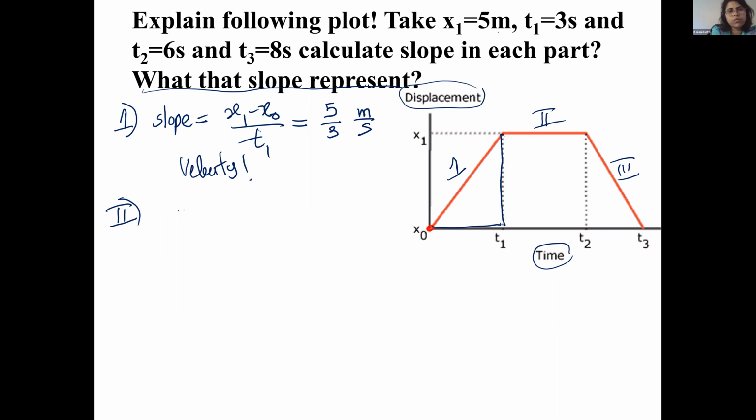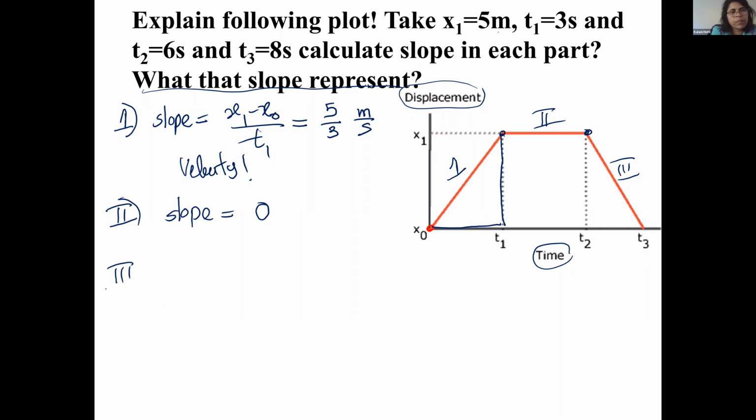And then moving to the second one. What do you think about the slope? The slope in this case will be 0 because this point x and this point x will be the same. There is no numerator. The numerator is basically 0. Because of that, the velocity is 0.